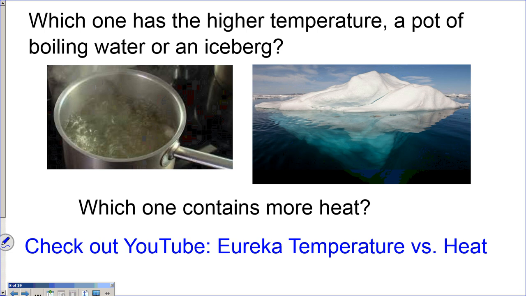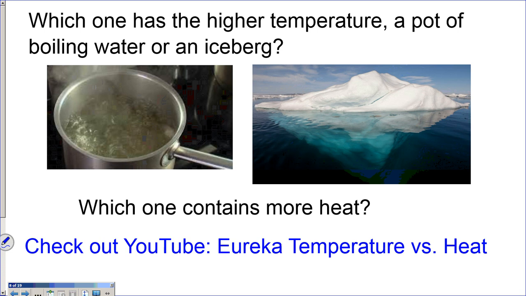this one's kind of hard. You have to look at how much of the substance there is. There are a lot more particles in the iceberg than there are in the pot of boiling water. So since there are more particles in the iceberg, it actually has more heat. This is a little bit tricky. It's just looking at which one has the bigger mass overall.